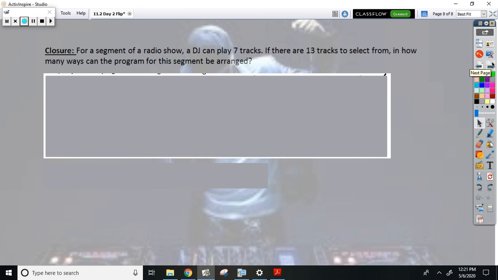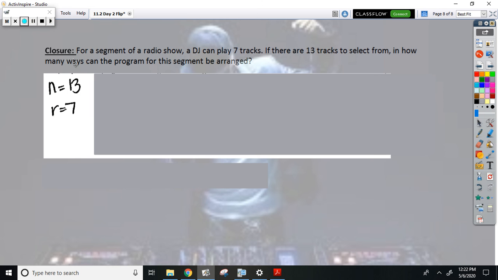Go ahead and try the closure, press pause on the video, and then press play when you're ready to see the answer. For a segment on a radio show, a DJ can play 7 tracks. If there are 13 tracks to select from, in how many ways can the program for this segment be arranged?